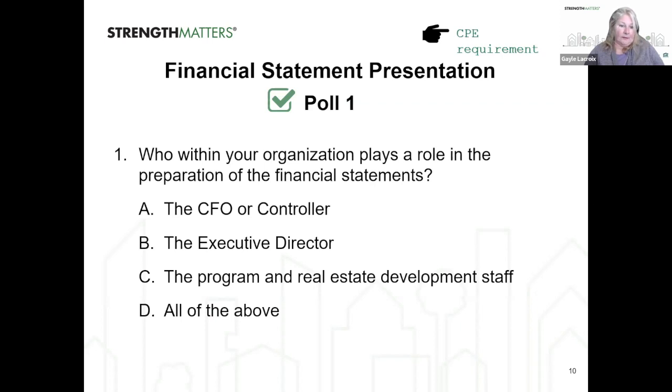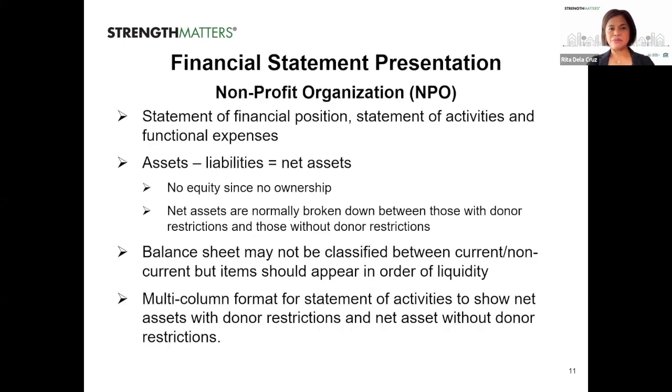So on we go. We said we're going to be showing some sample financial statements, and let's start with sample financial statements for a nonprofit organization. And I'm going to show you what we have.